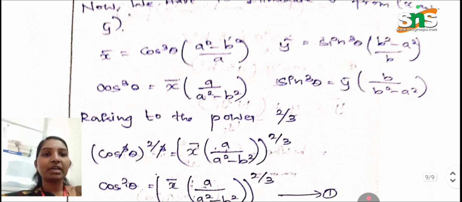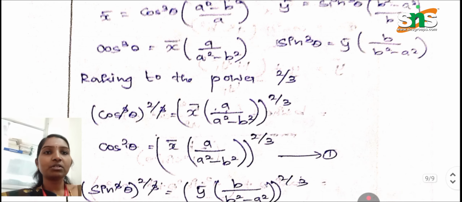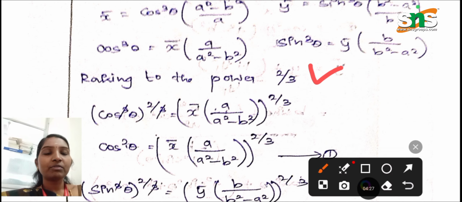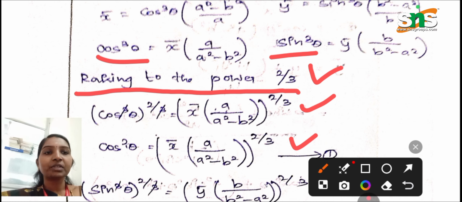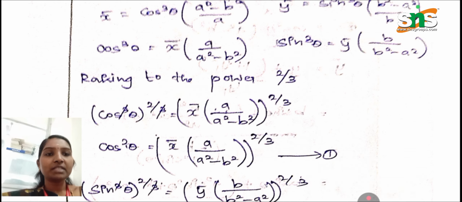So we have got cos cube theta is equal to x bar into a by a square minus b square, and sin cube theta is equal to y bar into b by b square minus a square. So what we have to do is, the known formula is cos square theta plus sin square theta is equal to 1. We have to change cos cube theta to cos square and sin cube theta to sin square. So that is what we have done, with the hint of raising to the power 2 by 3. On either side, we have raised to the power 2 by 3 and simplified the problem.